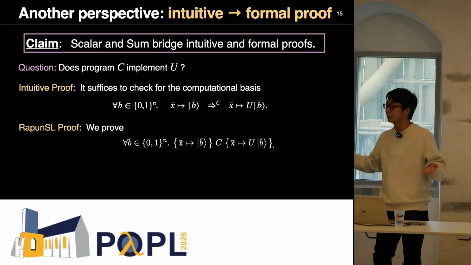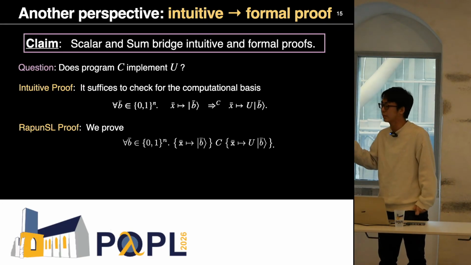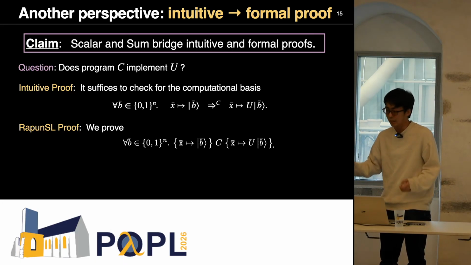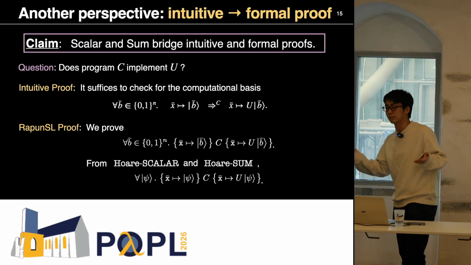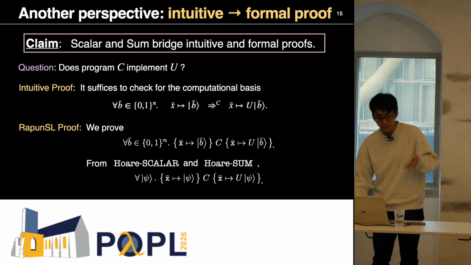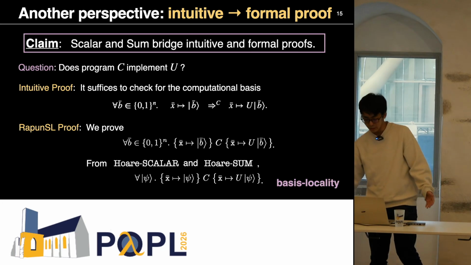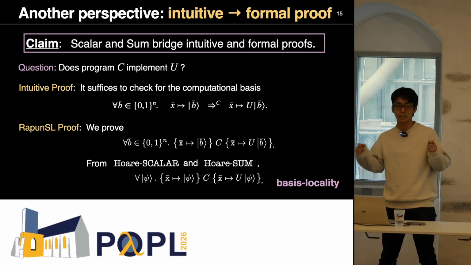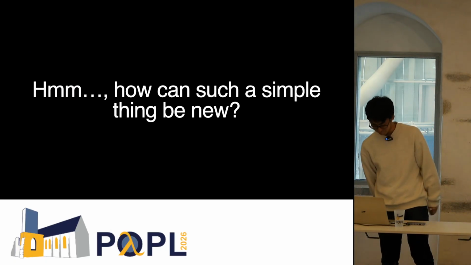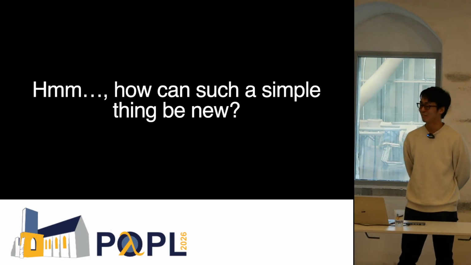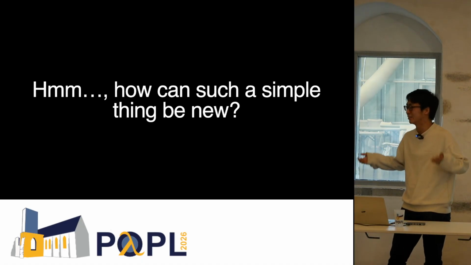And in our logic, we can do a similar thing. What we can do is just check the Hoare triple for these cases, and then finally, by using the scalar rule and sum rule, you can derive the thing we wanted to have. Because this reduces the problem into some basis, we want to call it basis-locality. So that's the idea. Well, that's very simple, and probably too simple. And you might be wondering, why is that new, and isn't there any problem?